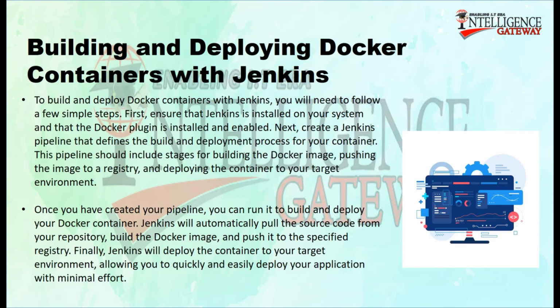to your target environment. Once you have created your pipeline, you can run it to build and deploy your Docker container. Jenkins will automatically pull the source code from your repository, build the Docker image, and push it to the specified registry. Finally, Jenkins will deploy the container to your target environment, allowing you to quickly and easily deploy your application with minimal effort.